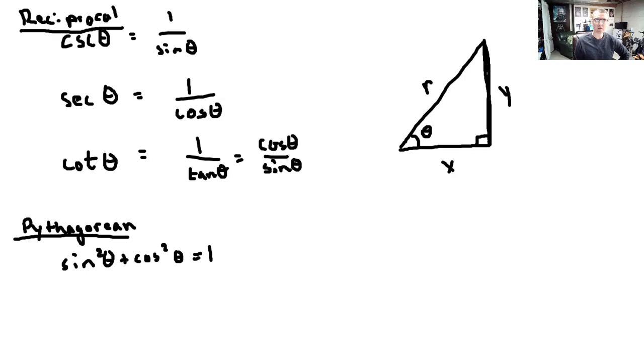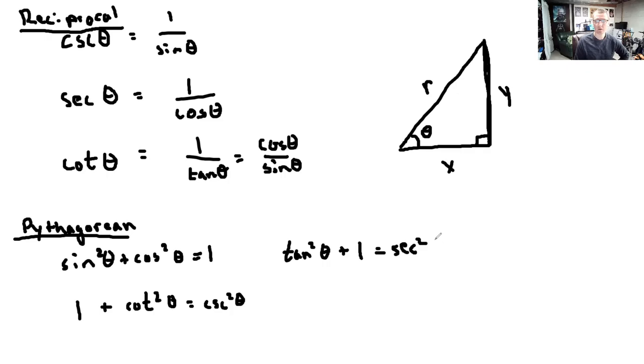This Pythagorean identity spawned 2 others where we divided everything by sine squared to give us 1 plus cotangent squared theta equaling 1 over sine squared, which is cosecant squared. And where we divided everything by cosine squared, which gives us tangent squared plus 1 equals secant squared. Okay, these are the 3 Pythagorean identities. These still hold for right triangle trig functions, because the Pythagorean identity still held, these two also hold.